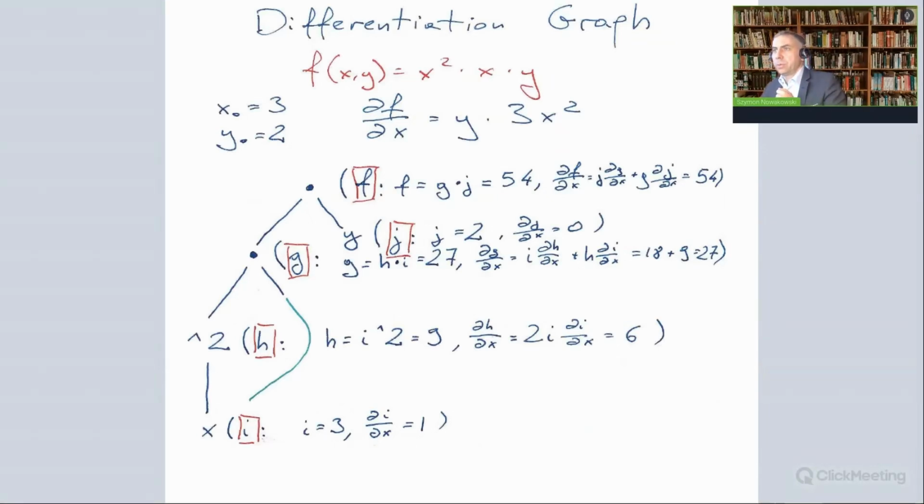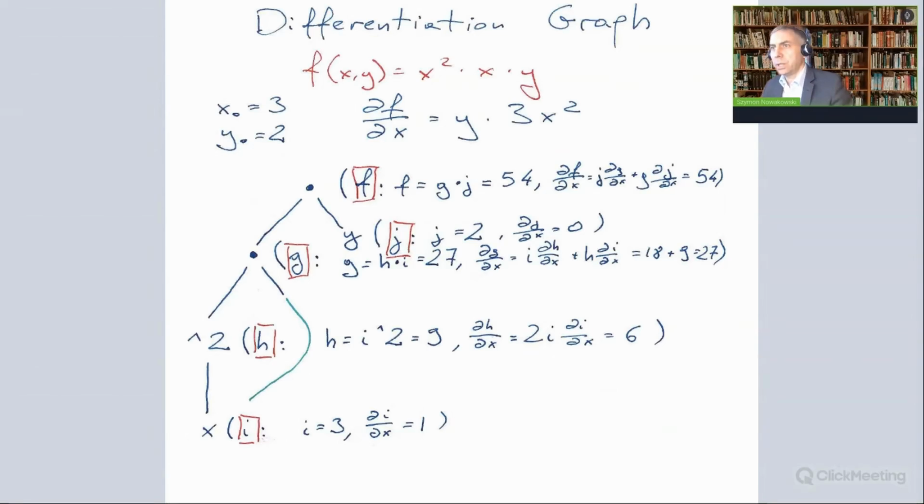So you take the value of J, which is 2, multiply it with the derivative of G with respect to x, which is taken from this node here, which is 27, and then you add G, which is 27, multiplied with the derivative of J with respect to x, which is 0. So this term cancels out, and we get 54. And observe that this tree behaved correctly, even though x happens to appear twice in this derivation, which makes matters a little bit more complex.